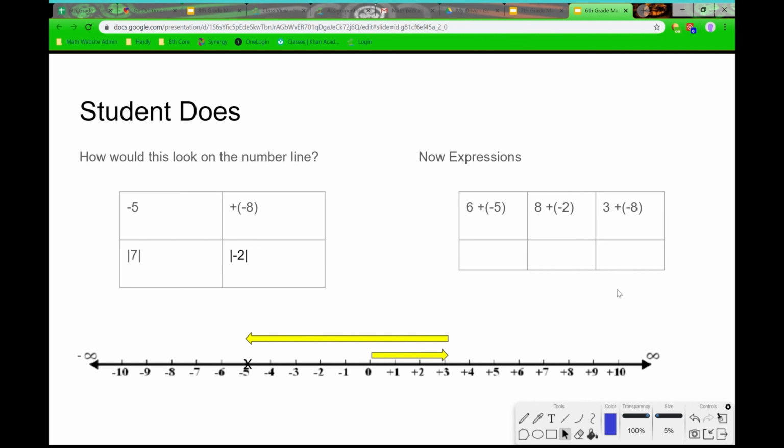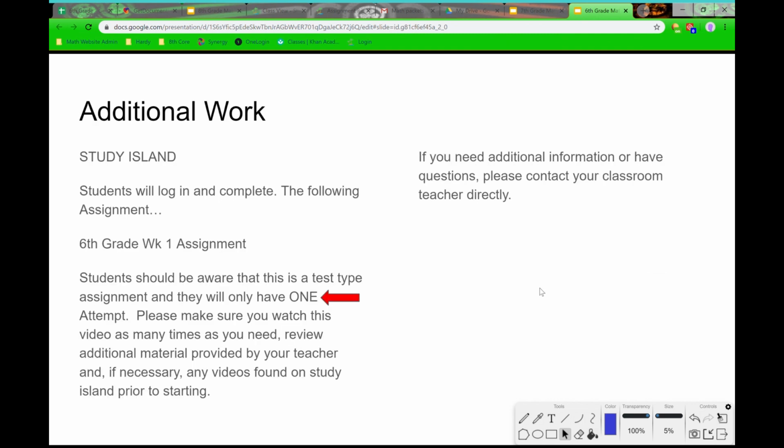So hopefully you're able to figure out these problems. Hopefully this made sense to you. If not, again, look on Study Island. Study Island is actually your additional work today. There should be in your Study Island account a 6th grade week 1 assignment. That week 1 assignment is for you to attempt once. Okay, so this is not like a normal Study Island. It's kind of more like a benchmark test. It's just one test with 10 questions. Okay, so don't rush through it. You don't get a second attempt.